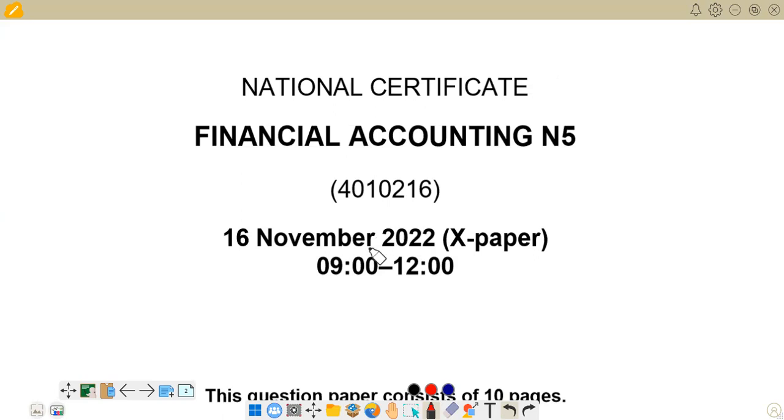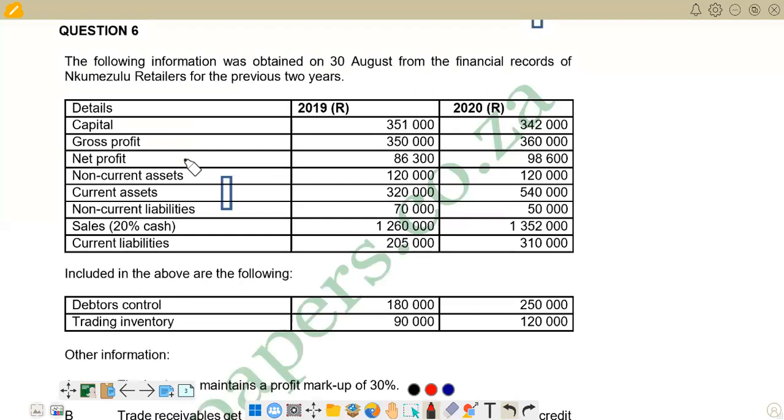So this question paper that we have today again, we are going to look at the last question on that question paper, that is question 6. With that question paper, this is our question 6, and the question reads, the following information was obtained on 30 August from the financial records of information retailers for the previous 2 years.